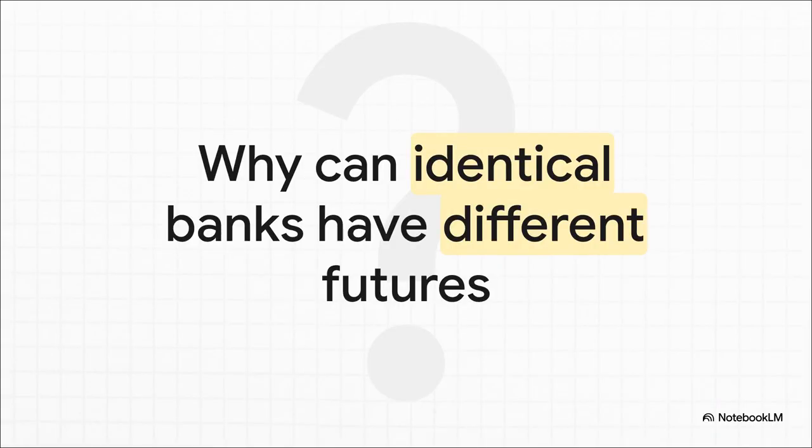How can two banks have exactly the same numbers but totally different futures? I mean, it's a classic puzzle, right? They look like twins on paper, same profits, same performance metrics, but one is cruising along just fine and the other, it's heading straight for a cliff. The crazy part is, the answer is hiding in plain sight.